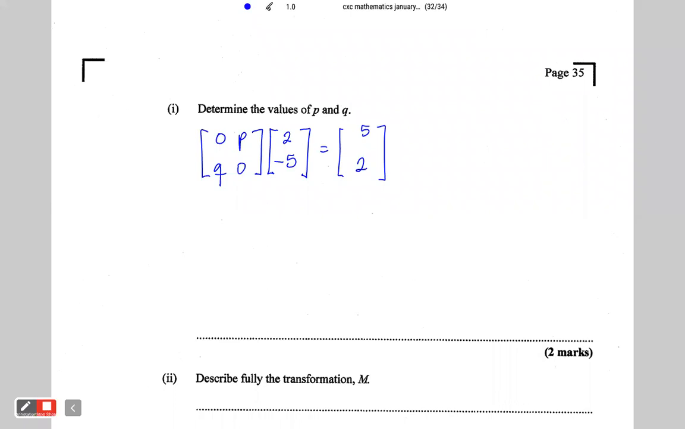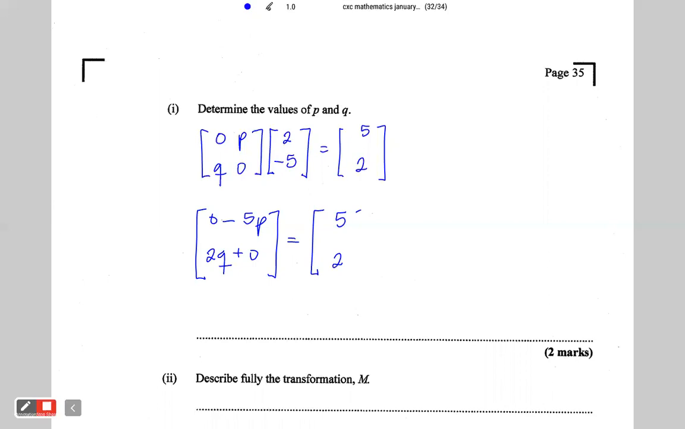Let's multiply. 0 times 2 is 0. p times -5 is -5p. Bottom row, same column: q times 2 is 2q. And 0 times -5 is 0. And this is equal to (5, 2).